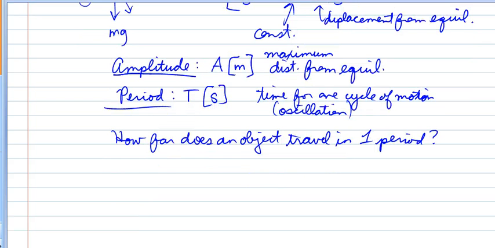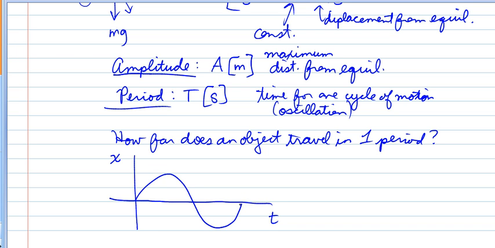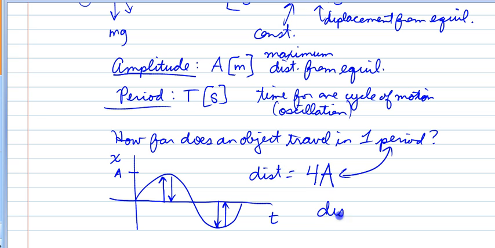Okay, so if you think about simple harmonic motion, it does make a kind of sine wave, and if we think about the position versus the time, we're going to have something that looks sort of like this. So how far does something go? Well, this is the amplitude. So we have to go out to the maximum amplitude and come back, so that's 2A, and then we need to go the other way and come back. So it's a total of 4A is the distance that something travels in one period. Now if I said what's the displacement, that would be a different story. We know that the displacement in one period should be 0.